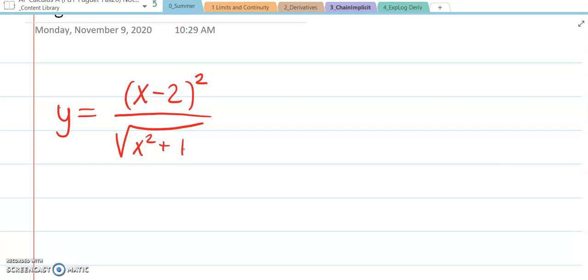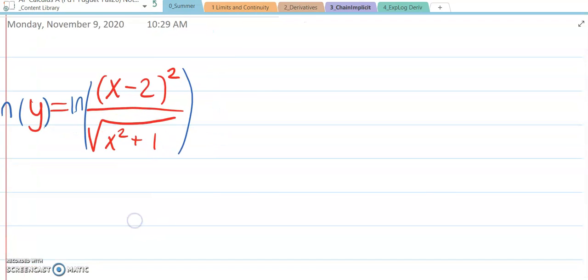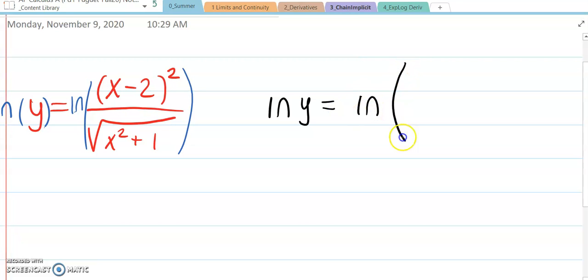This concept of logarithmic differentiation is the idea that we know that inside of logarithms, if you have any exponents, any products, or any quotients, you can split them up using properties of logs. So we're going to use that to our advantage. I'm going to take the natural log of both sides of this equation, which gives me the natural log of y equals the natural log of this x minus 2 quantity squared term over x squared plus 1 to the 1/2.